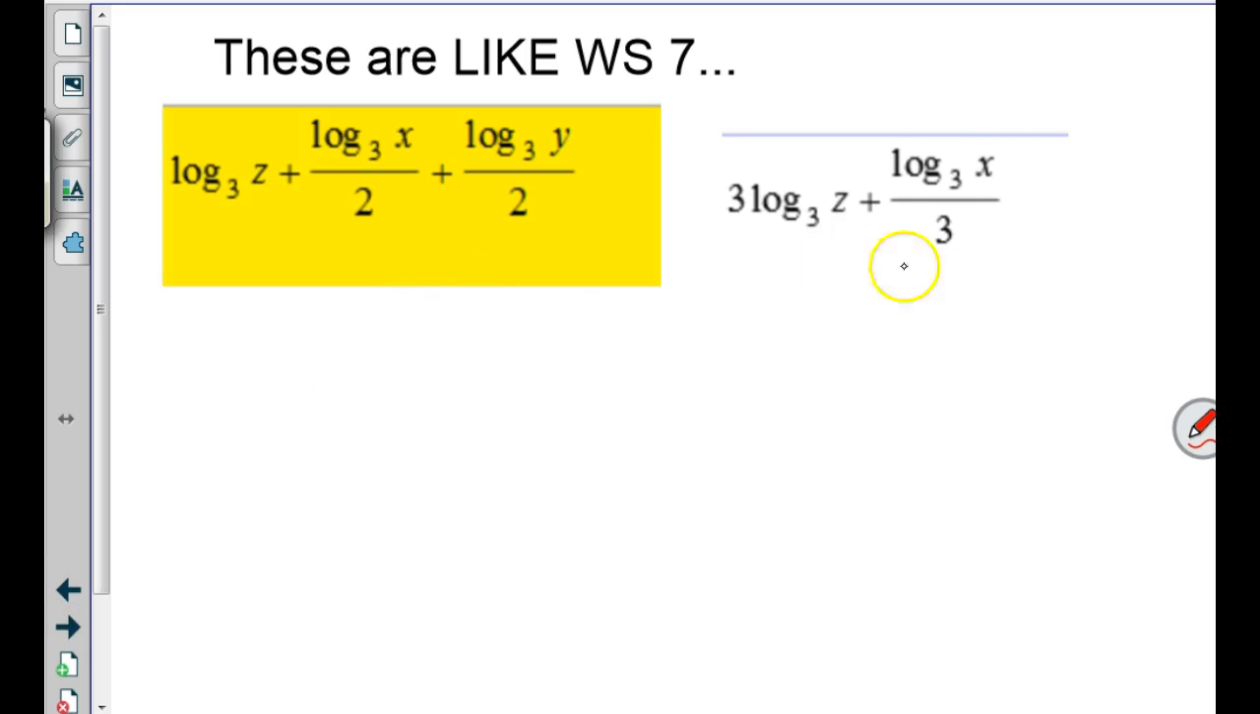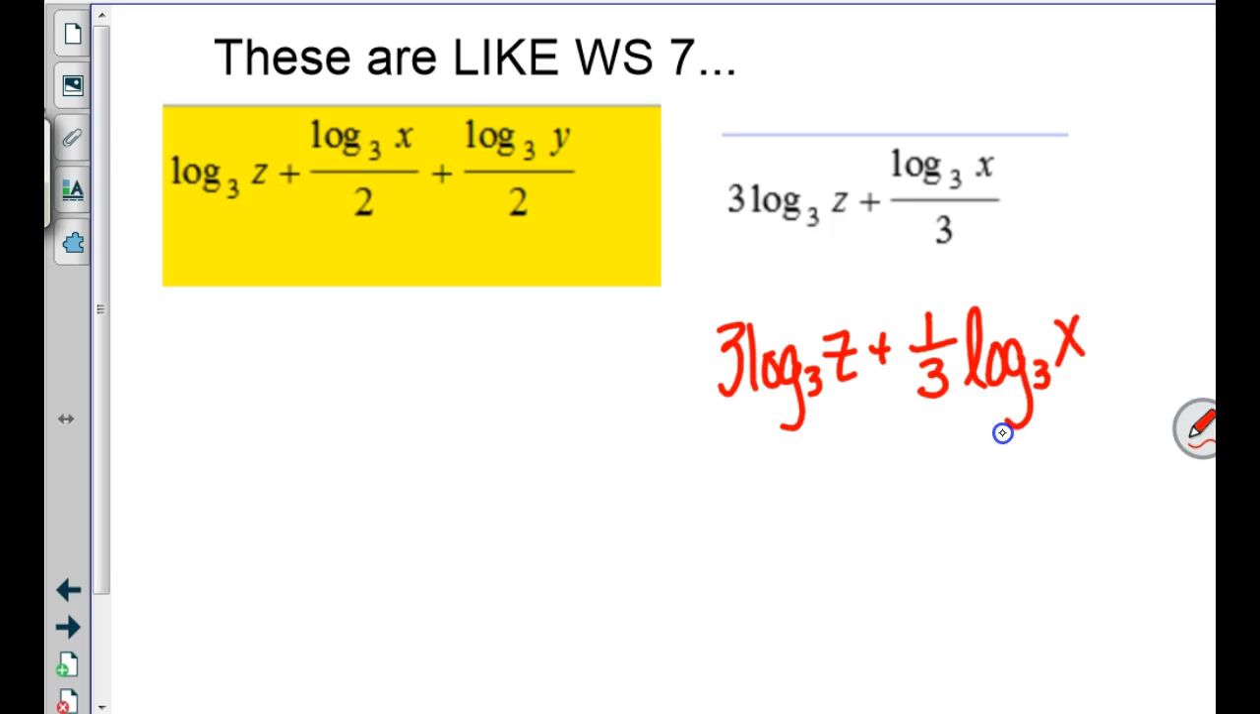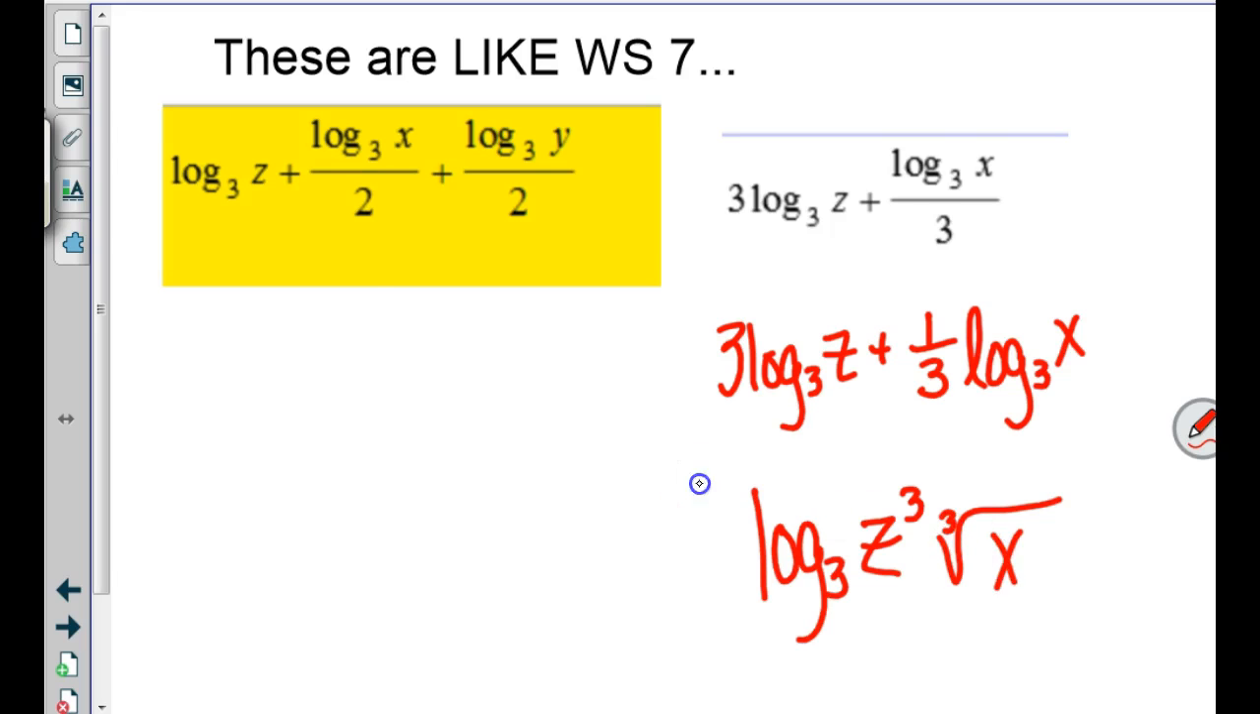All right, just a reminder, did you see some stuff on worksheet 7 like this? What does this mean, guys, when you see over 3? Nobody did their homework? Over 3 means 1/3. So then how were we going to write it? Log base 3 of z cubed, nope, times x to the 1/3, which is the cube root, okay?